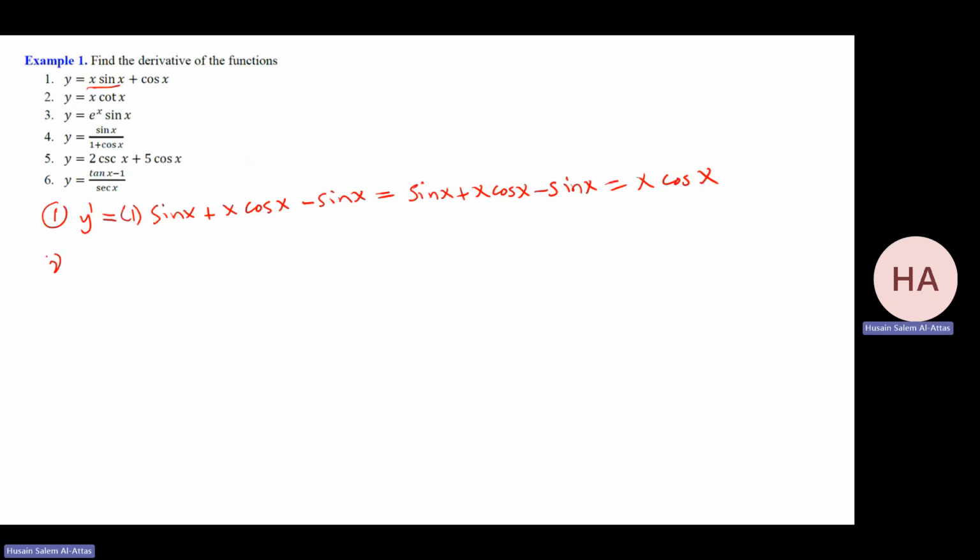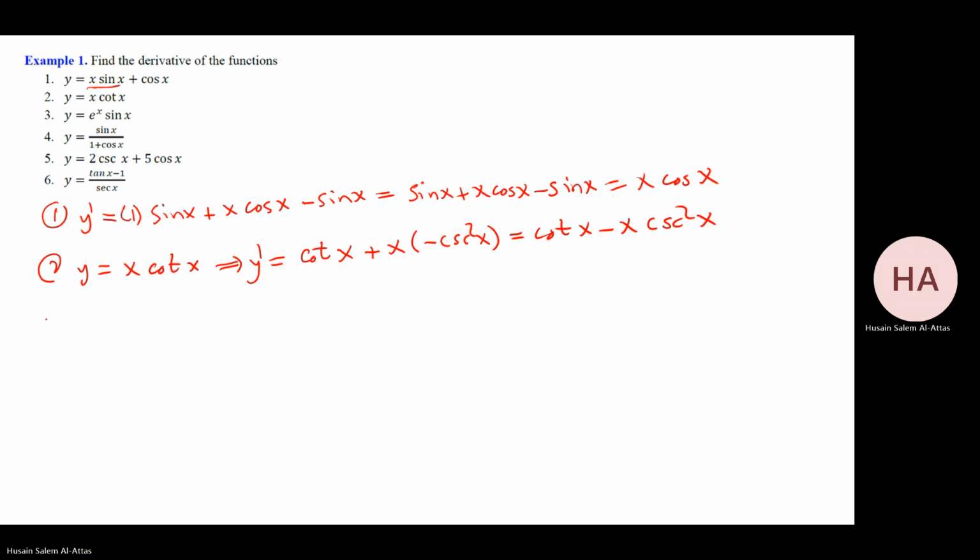Okay. Number 2, y equals x cotangent x. This one, y prime: derivative of the first, 1, times cotangent x, plus x times the derivative of cotangent. What is the derivative of cotangent? Minus cosecant squared. So the answer is cotangent x minus x cosecant squared x.